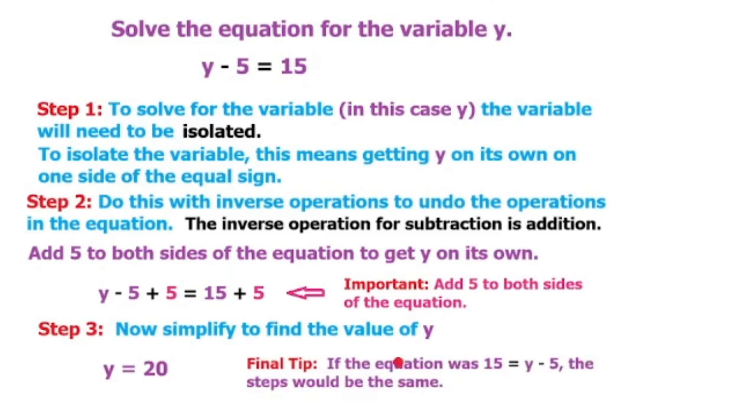So the final tip, if the equation was written this way, 15 equals y minus 5, the steps would be the same. So you would just do the exact same thing. You would add 5 to this side and add 5 to this side and then simplify. And you would get 20 equals y. But it's the same answer.